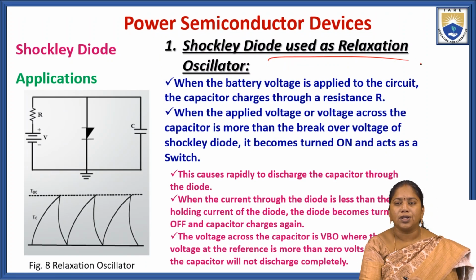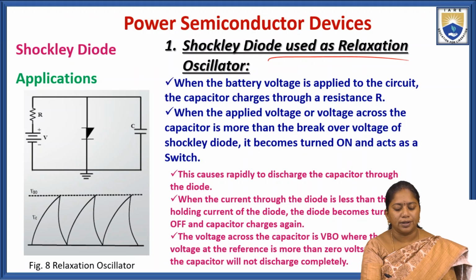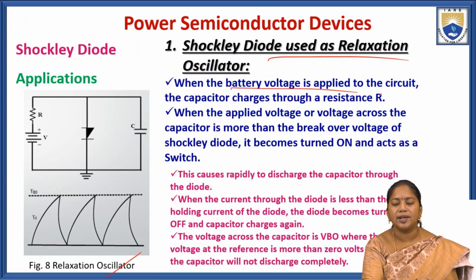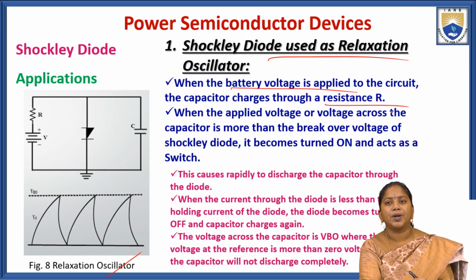So the Shockley diode is used as a relaxation oscillator. Figure 8 is the relaxation oscillator. These are the applications of the Shockley diode. When the battery voltage is applied to the circuit, the capacitor charges through the resistance.